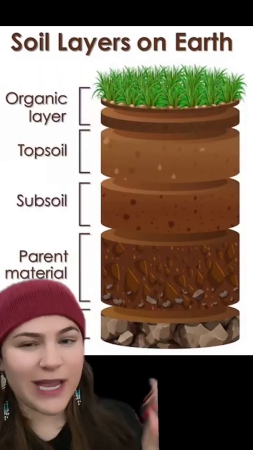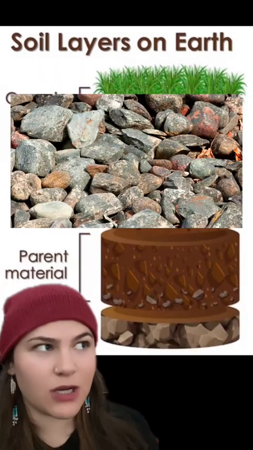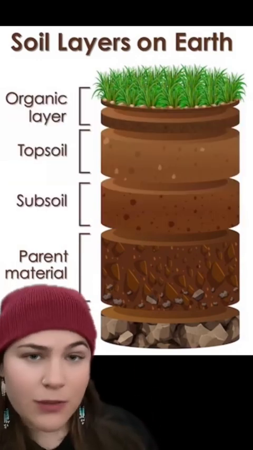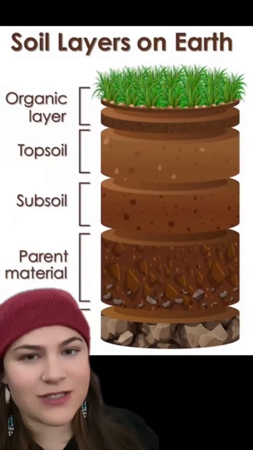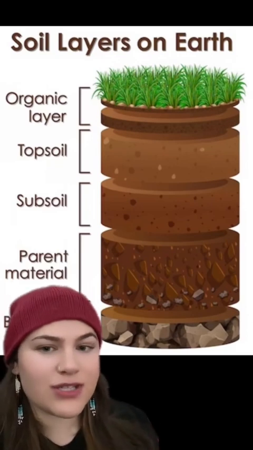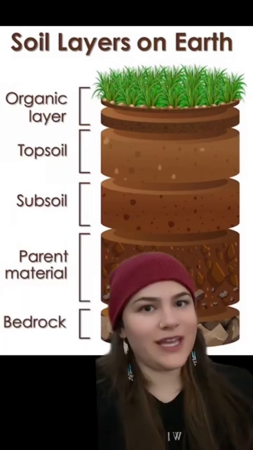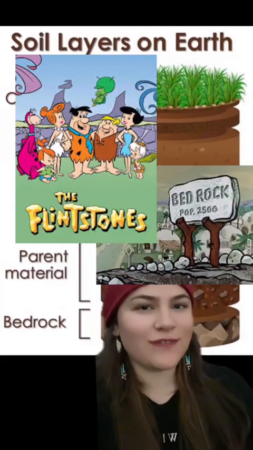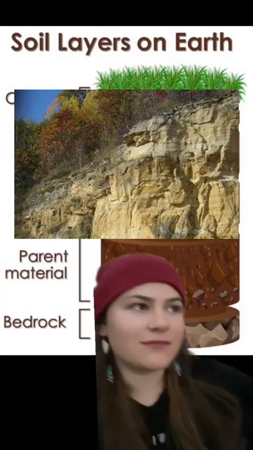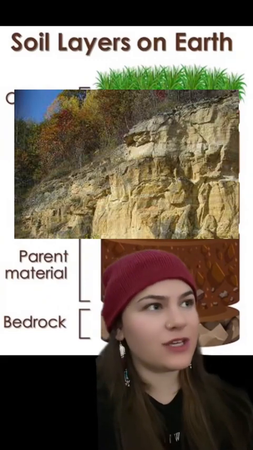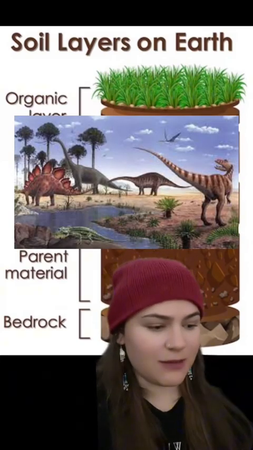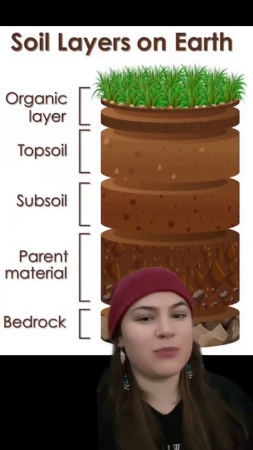And then we have parent material, which is a bunch of clumps of rocks that haven't been broken down yet, but eventually will be through erosion and weathering, and they will become finer dirt. So I like to call parent material future dirt. And then we have bedrock, which is where the Flintstones live. Just kidding. Bedrock is exactly what it sounds like. It's a bed of rock. It's what Earth used to be covered with in prehistoric times, before the erosion and weathering processes took place.